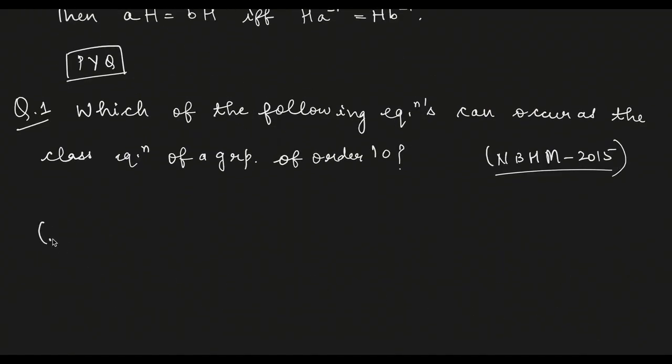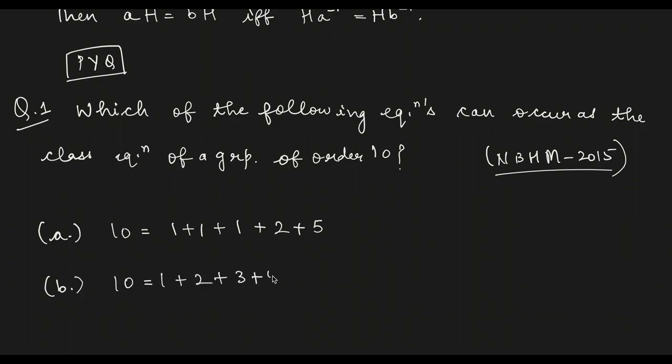A part, 10 is equal to 1 plus 1 plus 1 plus 2 plus 5. B part, 10 is equal to 1 plus 2 plus 3 plus 4. C part, 10 is equal to 1 plus 1 and so on till 1, 10 times.